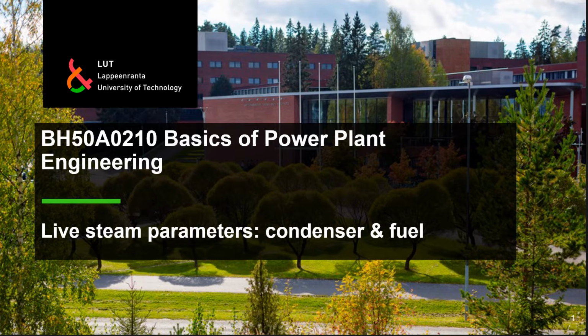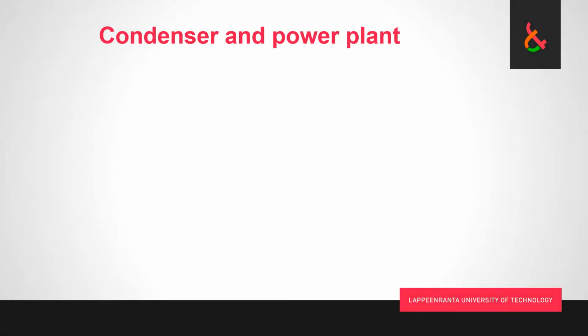Okay, so the purpose of this video is to try to explain a little bit how you set the live steam parameters of a steam power plant and what influences it. Basically, it comes down mostly to two things: condensers and fuel. Fuel is pretty straightforward. We talked about it a little bit in the first lecture, but the condenser might at first thought seem a little bit far away from the live steam parameters, and it might not be so obvious why that is such an important influence.